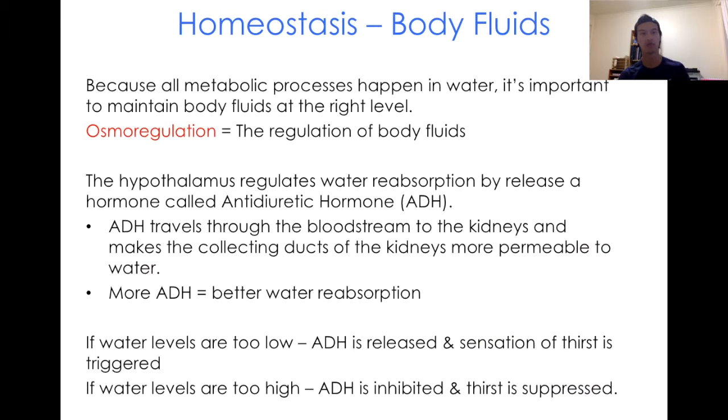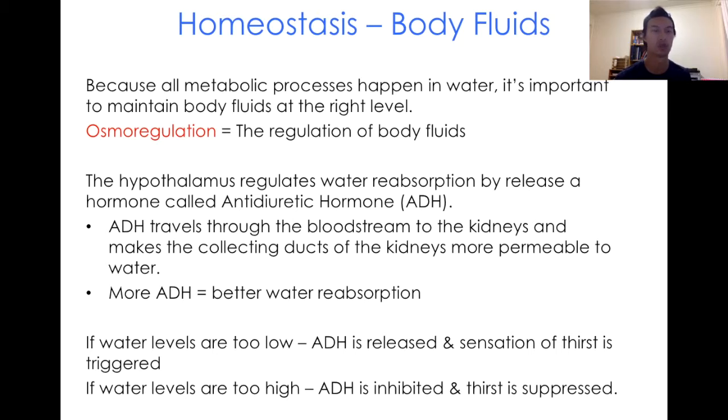Homeostasis in terms of your body fluids. There's a term for that called osmoregulation, similar to the word osmosis. Osmoregulation is the ability to regulate body fluids. Because all metabolic processes happen in water, your body needs to maintain your fluids at the right level. You can't have too much water and not enough ions, or too little water and too many ions. Otherwise, it fails. And so the hypothalamus regulates that.